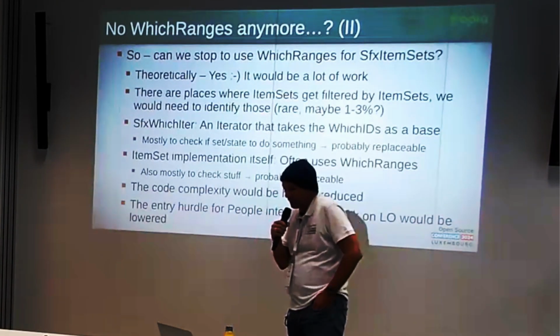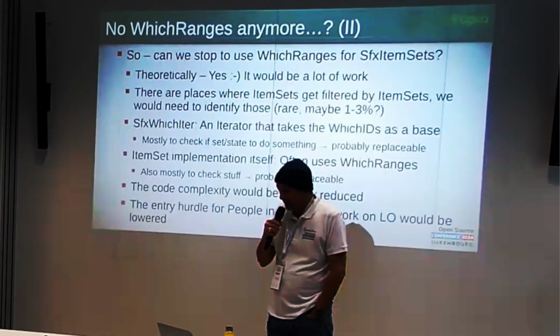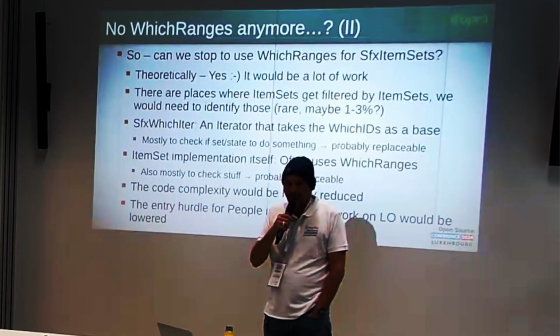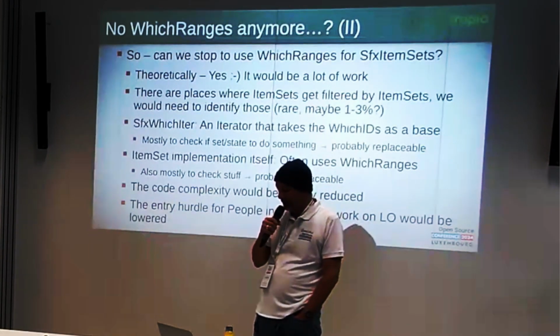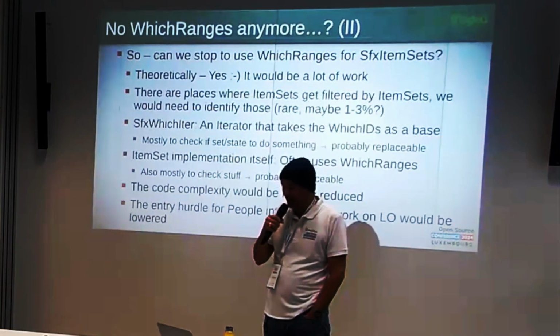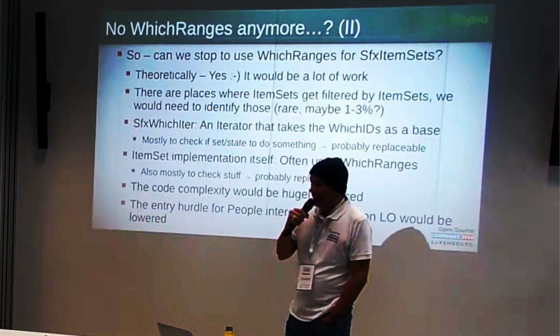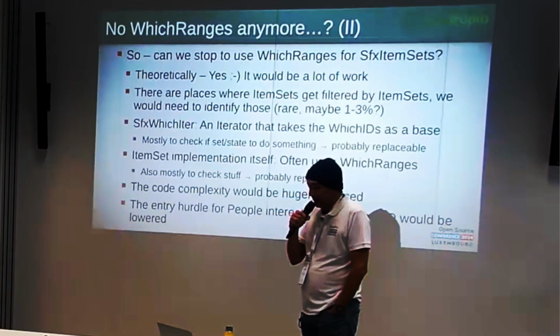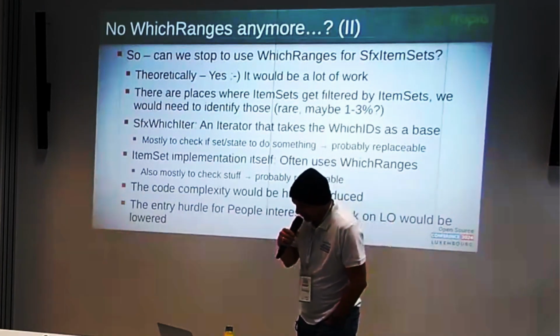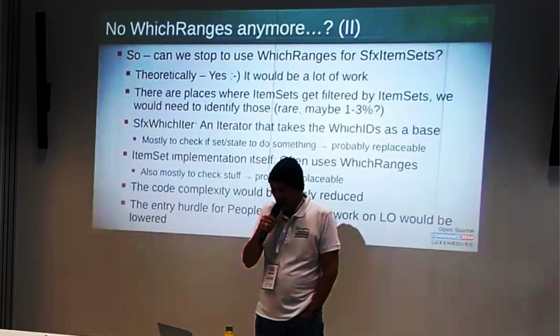So can we stop using which ranges? Yeah, theoretically yes, but again, because of the huge code base, it would be a lot of work. Another argument against this: there are places where item sets get filtered by item sets. I know at least in Writer there are some places. Someone defines an item set exactly with the which ranges he wants to filter and puts another item set into that to get it filtered.